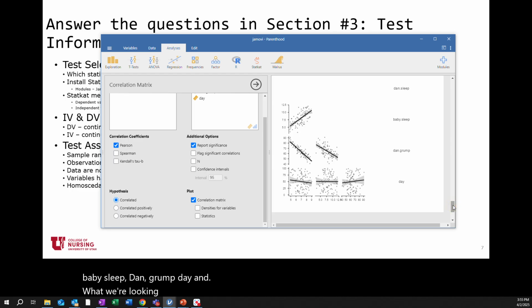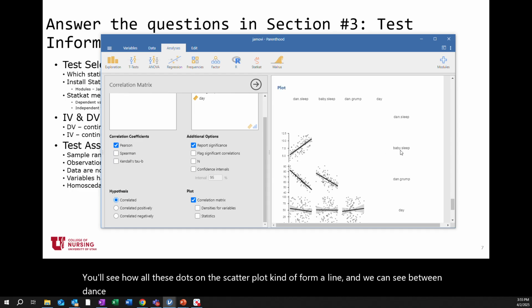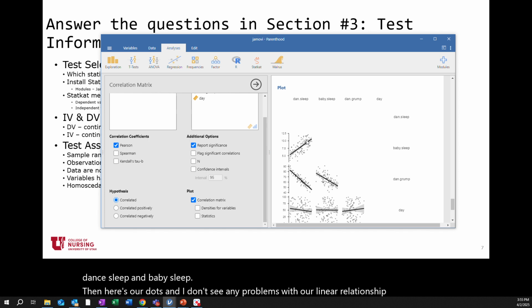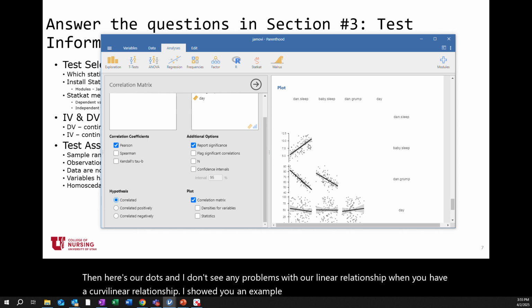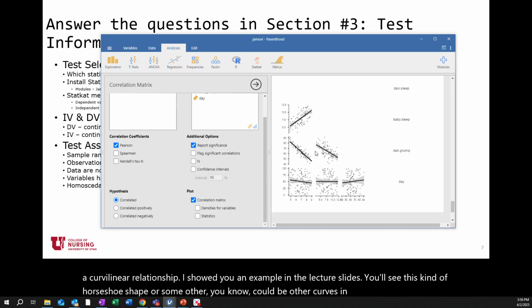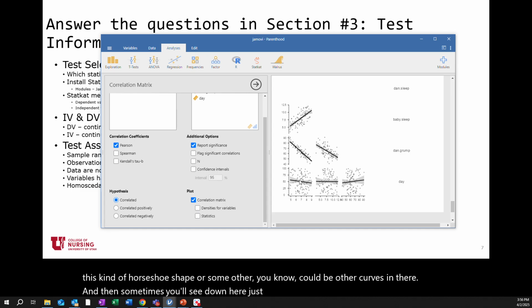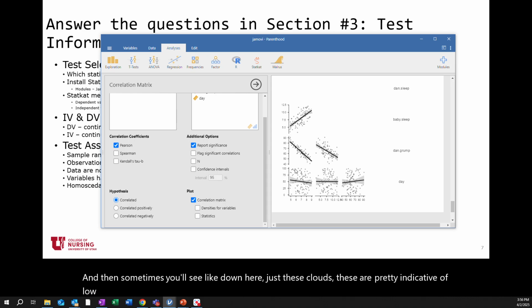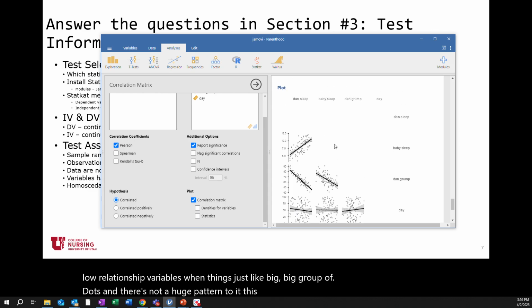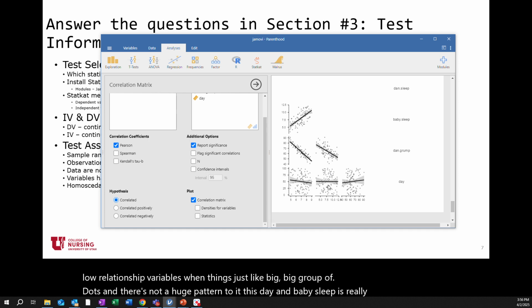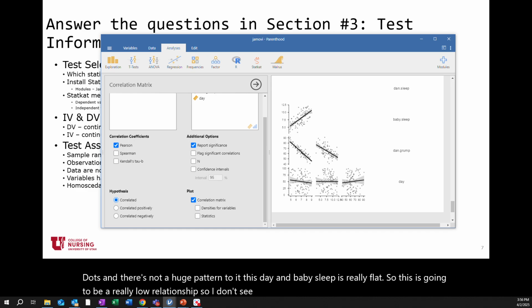What we're looking for with linear relationships is you'll see how all these dots on the scatter plot kind of form a line. And we can see between Dan sleep and baby sleep, then here's our dots. And I don't see any problems with our linear relationship. When you have a curvilinear relationship, and I showed you an example in the lecture slides, you'll see this kind of horseshoe shape or some other curves in there. And then sometimes you'll see, like down here, just these clouds. These are pretty indicative of low relationship variables, when it's just a big group of dots and there's not a huge pattern to it. This day and baby sleep is really flat, so this is going to be a really low relationship. So I don't see any problems with linearity. So that's how we would look at that.